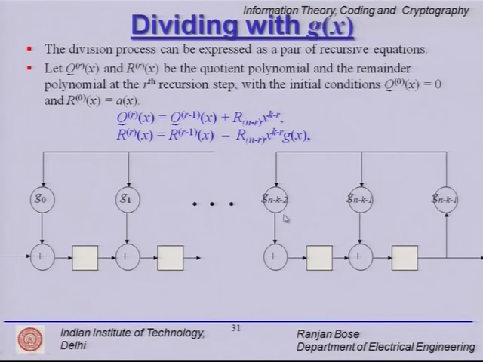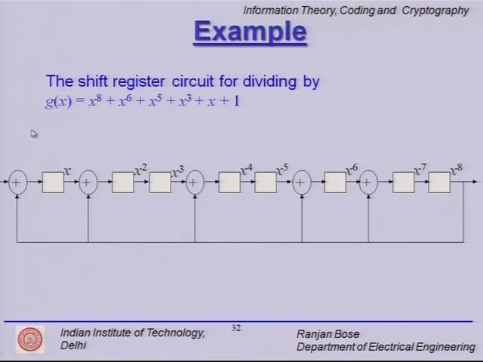So, the circuit implementation of this division by g of x is written again like this, again very easy to implement in hardware. So, if you are given the task to find out a shift register based implementation by dividing by this specific generator polynomial, then here is a circuit which will do division by g of x.